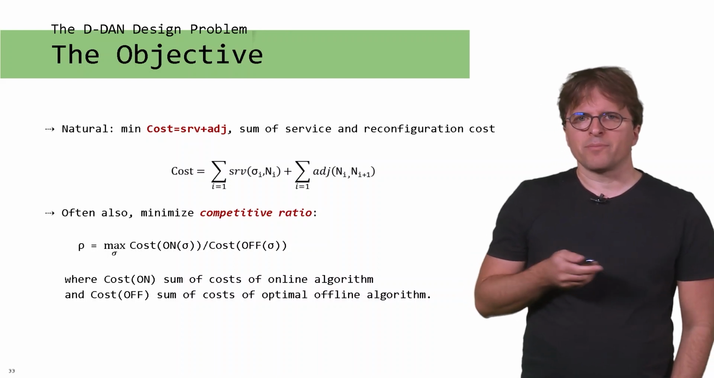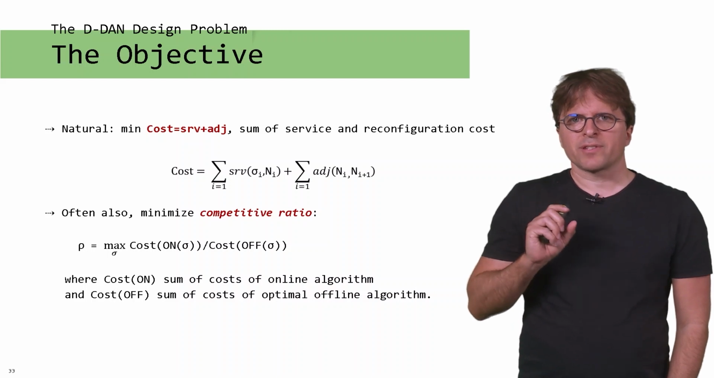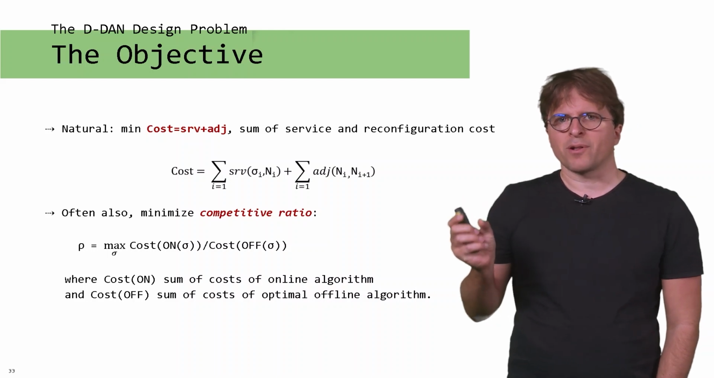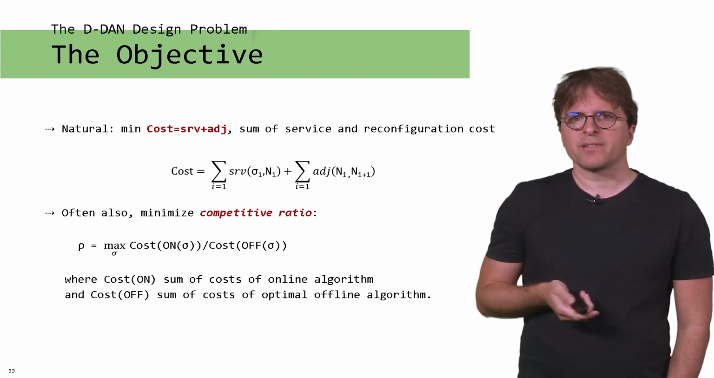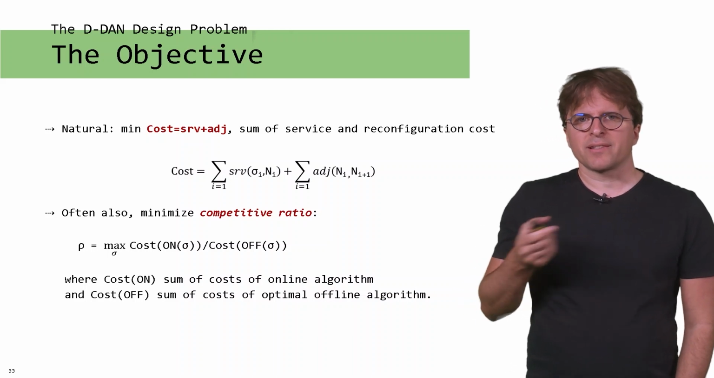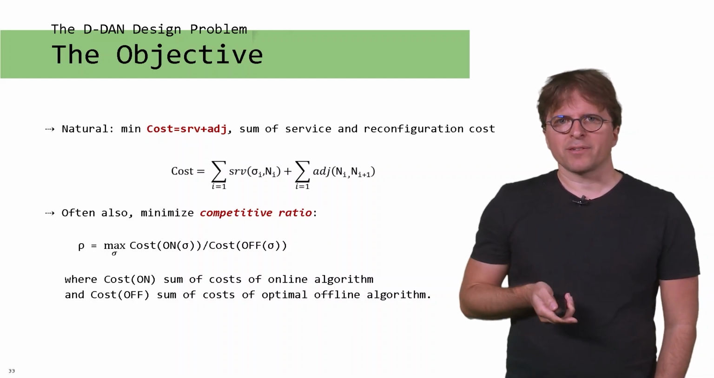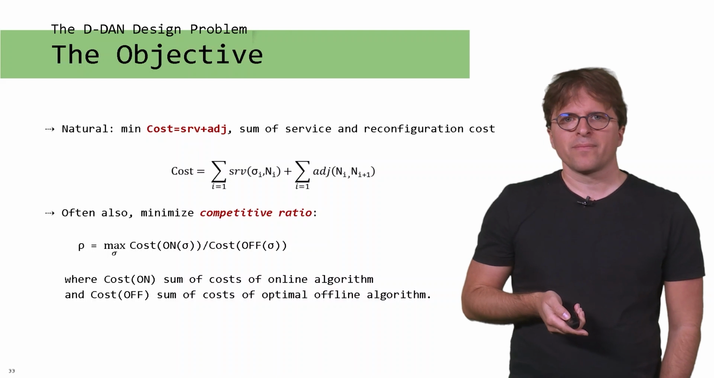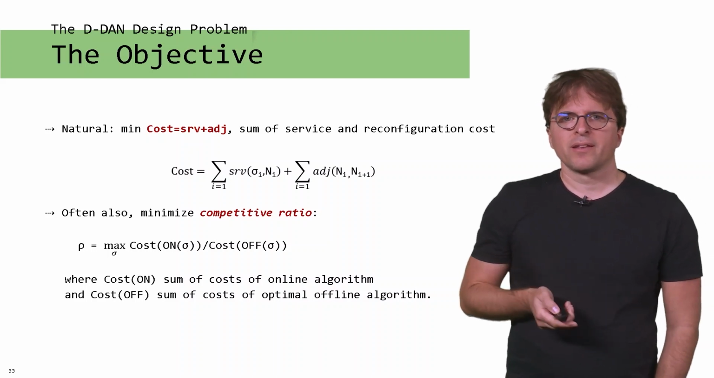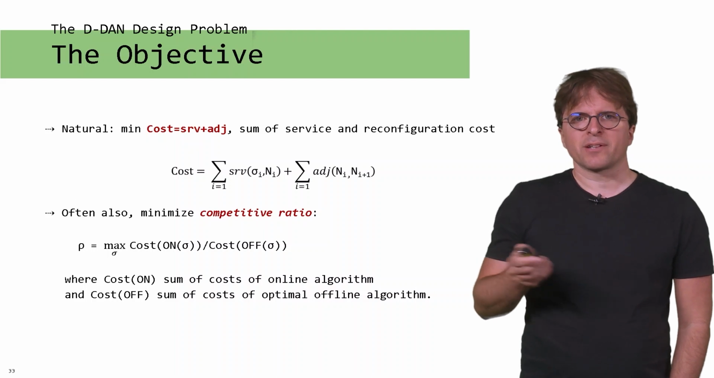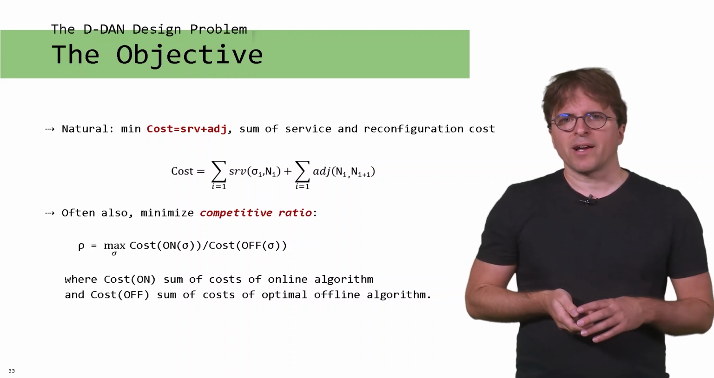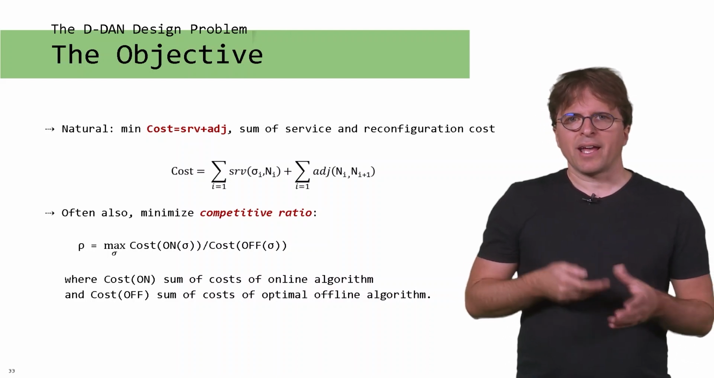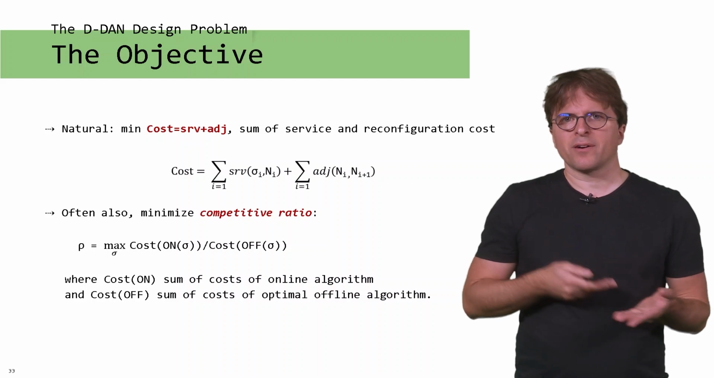Sometimes we are also interested in the competitive ratio. So the competitive ratio is a measure to see like how much worse is an online algorithm compared to optimal offline algorithm that knows the sequence sigma ahead of time. So in case the sequence or the demand is not known ahead of time, we can measure somehow how good is this online algorithm compared to an offline algorithm. So here the cost on means the sum of the costs of the online algorithm, and the cost off means the cost of the offline algorithm, and typically we assume here the optimal offline algorithm. And again, the cost here is just the sum of the serving cost and the adjustment cost.